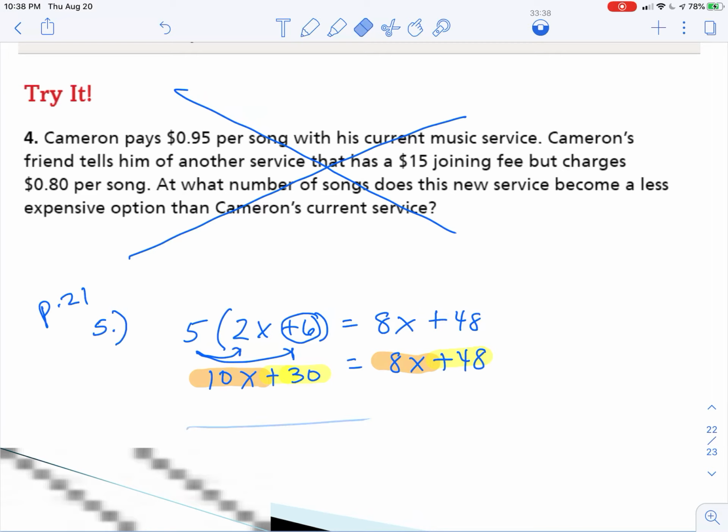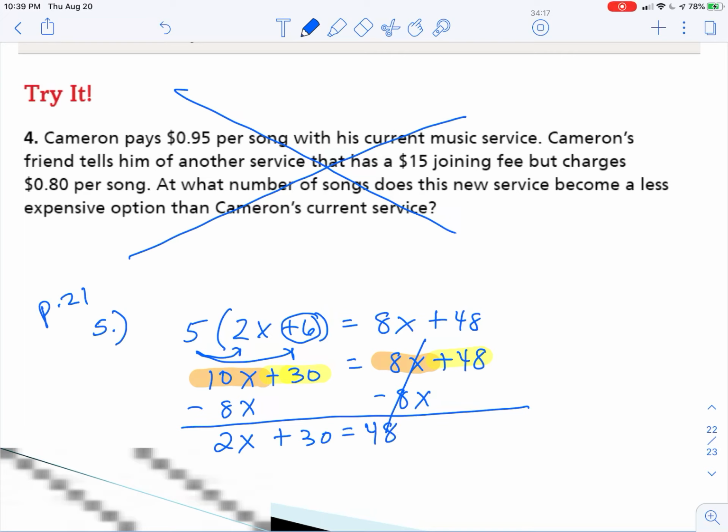That's okay if you want to do it that way, but there's one thing I usually try to do in my algebra problems: I like to keep my x terms, or my variable, positive if I can. It doesn't matter, it will still work out in the end. But I'm going to subtract 8x from the right-hand side, and I have to also do it on the left-hand side. Remember, whatever I do on this side of the equation, I must also do on this side of the equation. So 10 minus 8 is 2. Don't drop off your x. So I have 2x plus 30, and I have 48 over on this side.